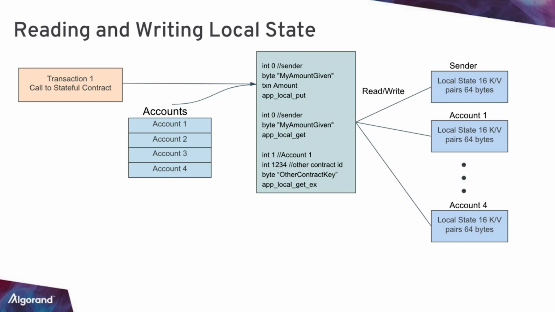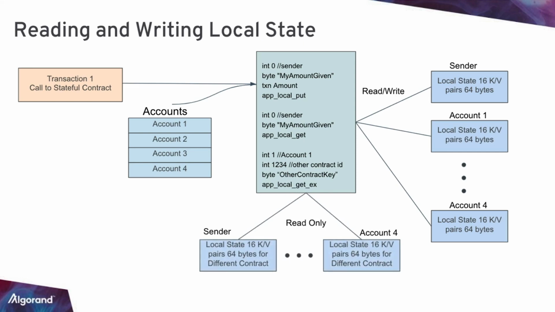In addition to that, the final snippet of TEAL down there at the bottom is using what we call app local get ex, which is a little bit different of a function. If you look at app local put and app local get, they don't return 2 values. They just return the value, or in the case of app local put, it returns no value. But in the case of app local get ex, it returns whether it found a value or not, right?